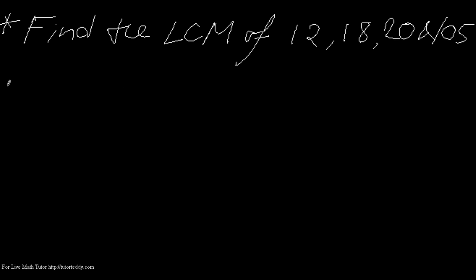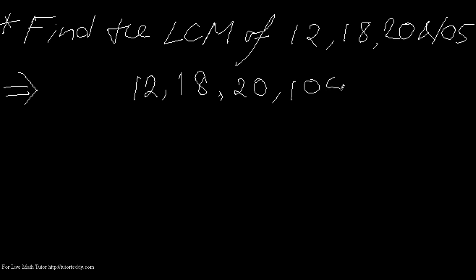What is the common way to find LCM? We write all the numbers I have in this way: 12, 18, 20, 105, right? And then I start with the smallest number with which at least one number is divisible. So let me start with 2, and I can see 12 is divisible by 2, 18 is divisible by 2, 20 is divisible by 2.